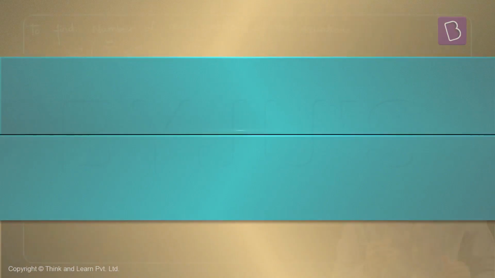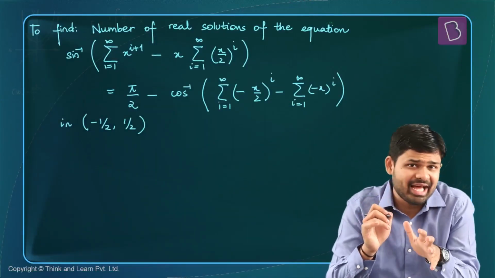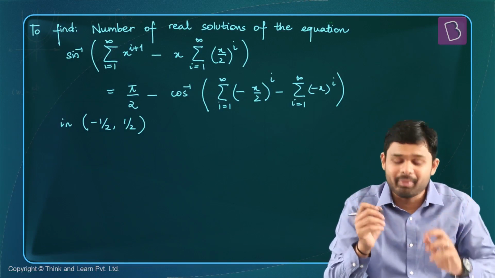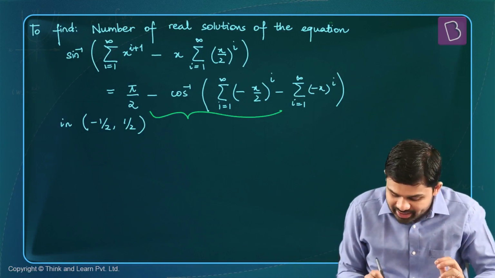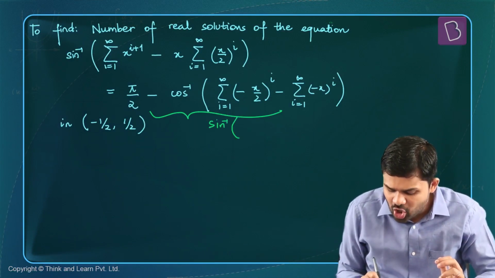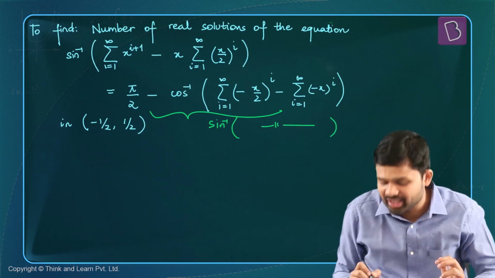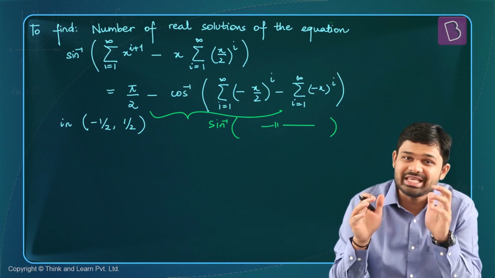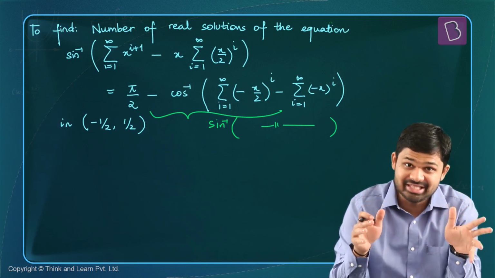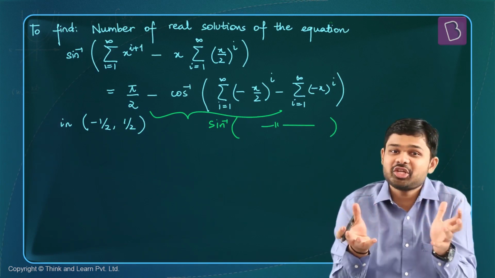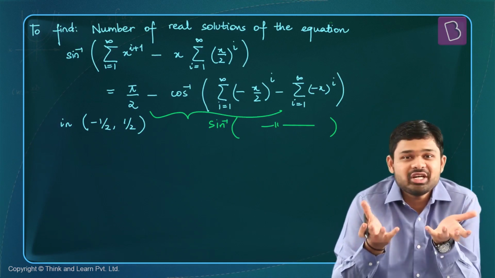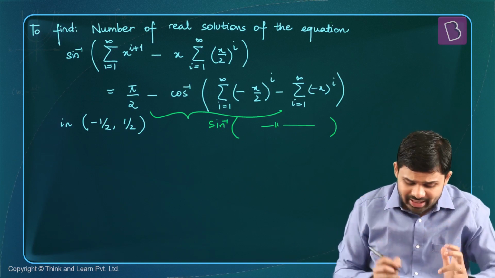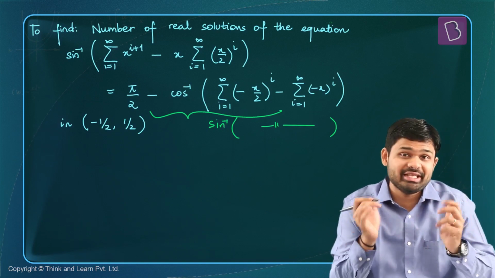The first thing is, on the left hand side I have a sine inverse, on the right hand side I have a cos inverse, but there is pi by 2 minus cos inverse, which can be written as a sine inverse of this same argument, without any change to the argument. So I have sine inverse of something equal to sine inverse of something else. So this means that the arguments have to be equal, because sine inverse is a one-one function.